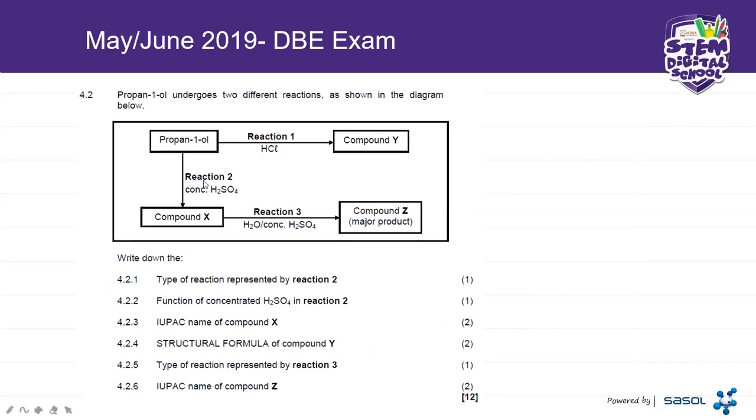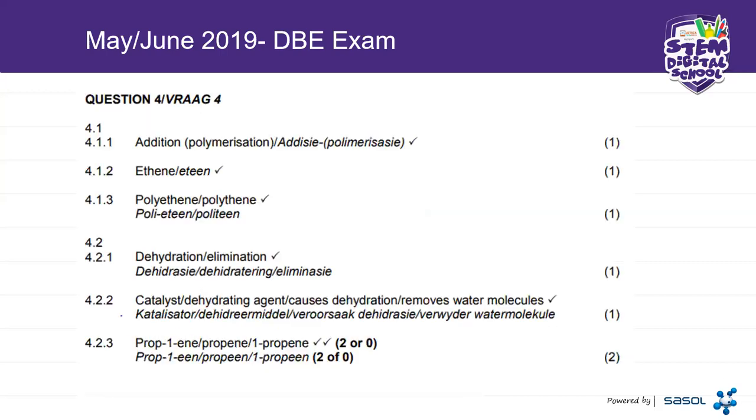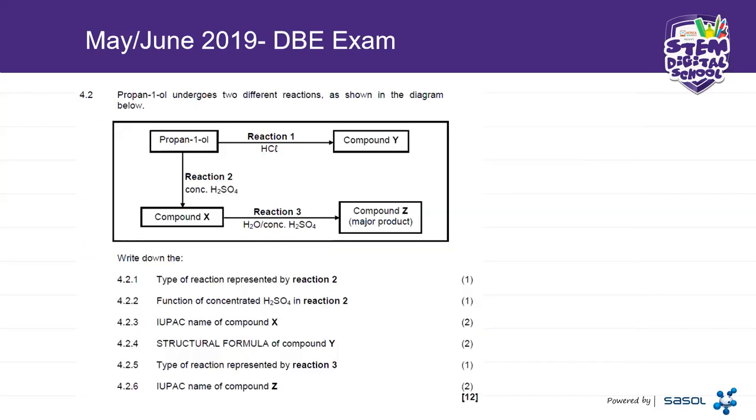What did you say this is, guys? Remember we spoke about a catalyst being used to speed up the reaction. So the function of this H2SO4 in this reaction is to act as a catalyst, but not change anything, not change the chemical that it's catalyzing. Okay. Yeah, so you see catalyst, dehydrating agent, causes dehydration, removes water molecules. So it could be any one of those, as long as it speaks more about the fact that it's a catalyst. Okay.